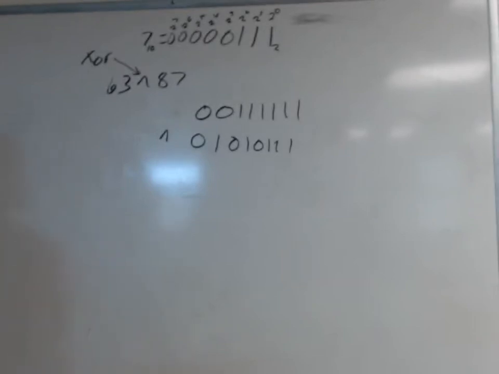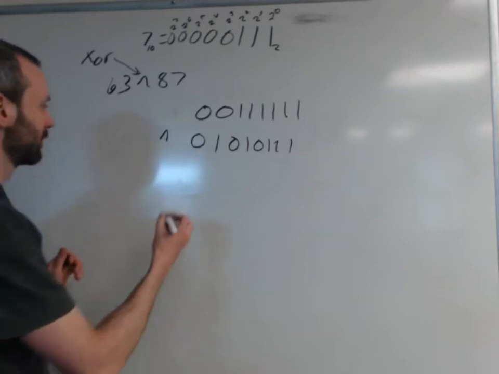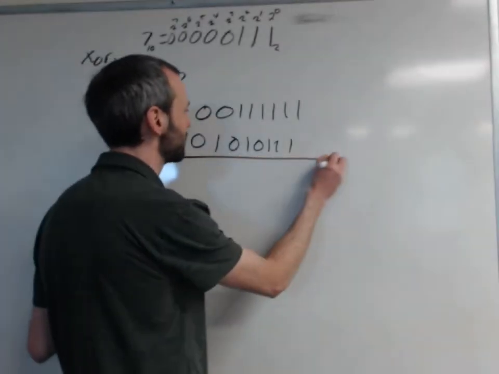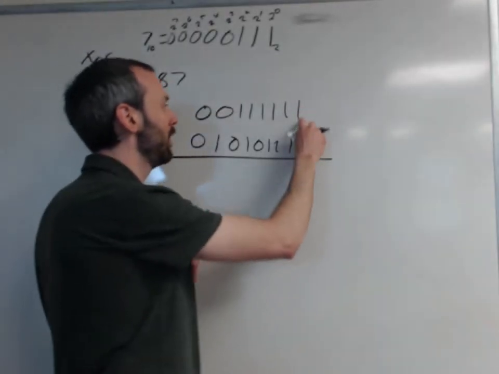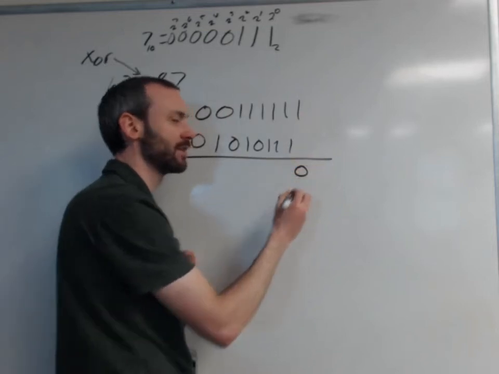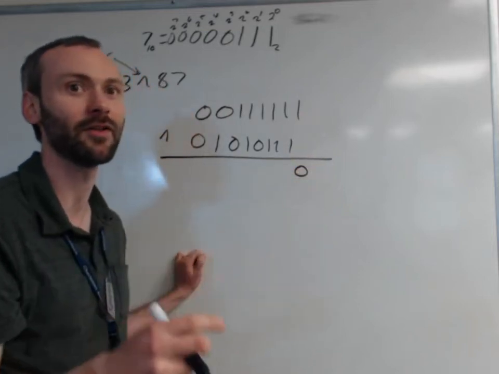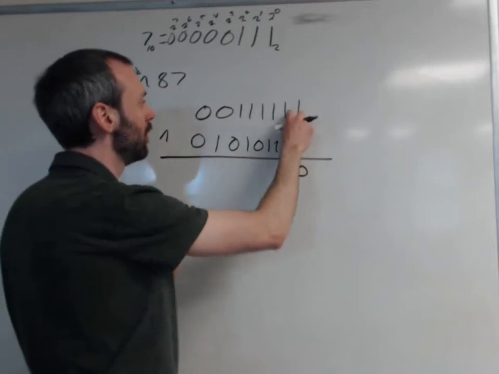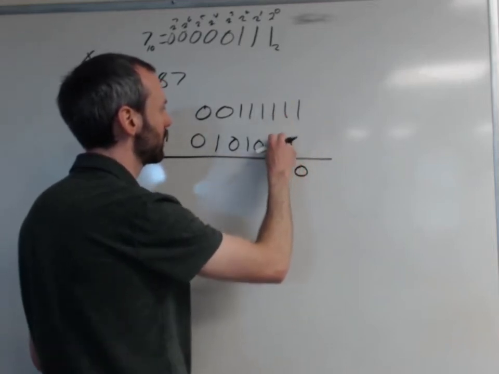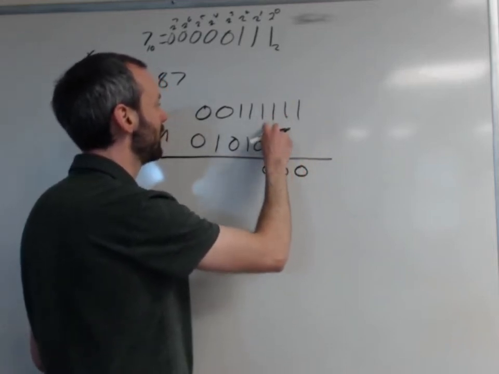All right, so if we're going to XOR this, XOR means exclusive OR. It means it's either one or the other, but not both and not neither. So it's either 63 or 87, and you do them by bits. 1 XOR 1 is 0 because it's one or the other, but not both. Right now we have both. 1 XOR 1 is still 0.